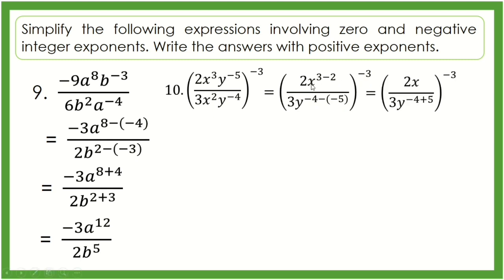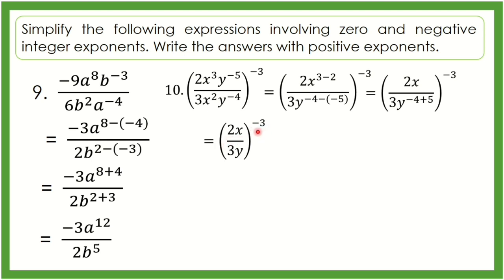Simplify natin. So, 2x, 3 minus 2 is 1. So, meron tayong invisible 1. All over 3y. So, negative 4 minus negative 5. Negative times negative 5 is positive 5. Raised to negative 3. Simplify natin itong y raised to negative 4 plus 5. So, negative 4 plus 5 is 1. So, we have 3y. Kinopya natin yung 2x raised to negative 3.